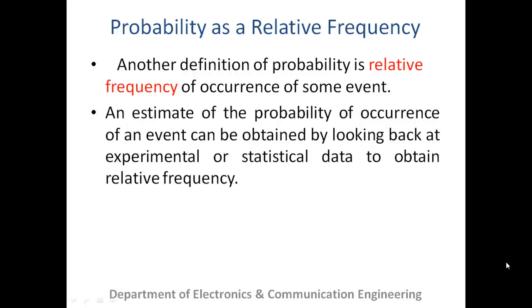Or in the case of tossing a dice, if we are asked what is the probability of occurrence of 1, 2, 3, 4, 5 or 6, we can say it is equal to 1 by 6, because the number of favorable outcomes for any of the faces is just 1 and the total possible outcomes is 6. So the ratio of the two yields the result 1 by 6.